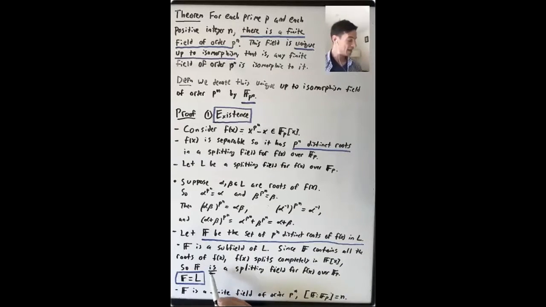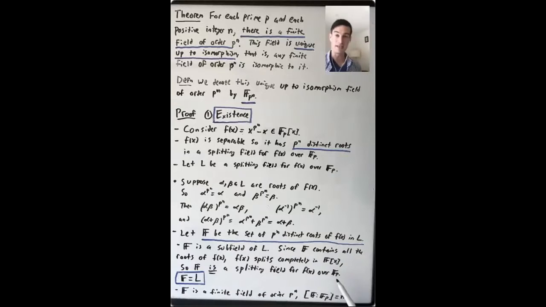So F is a splitting field for f of x over Fp. F is equal to L. So it's this polynomial that already contains all of the roots of f of x in L, and L is the smallest extension of Fp that contains all of those roots, so F equals L.